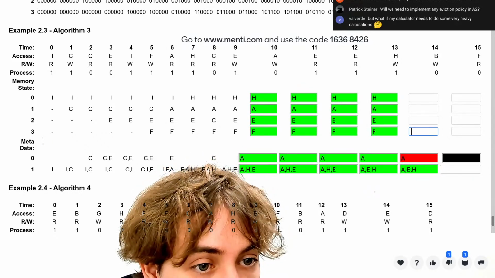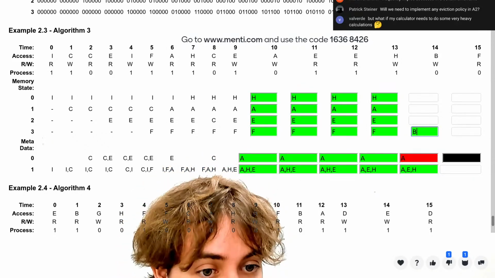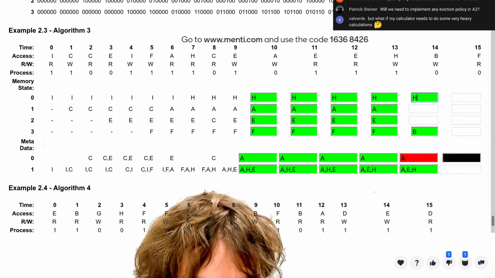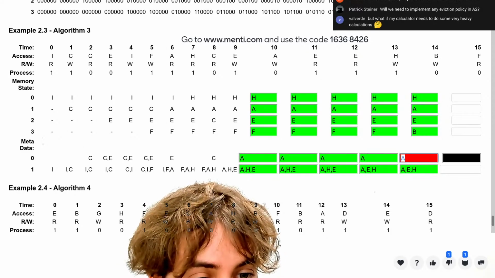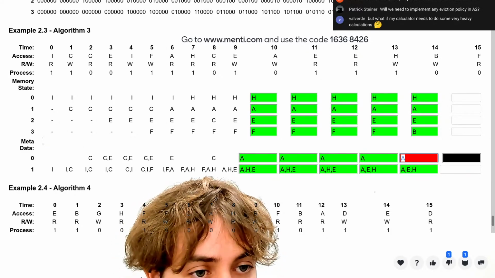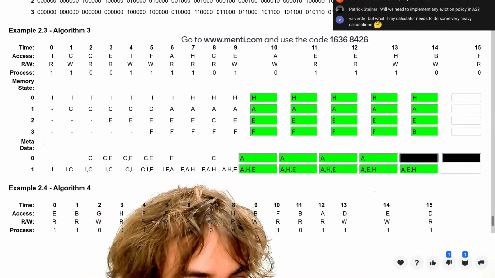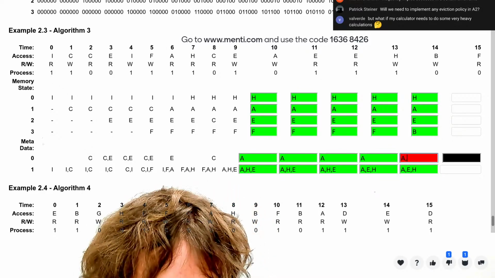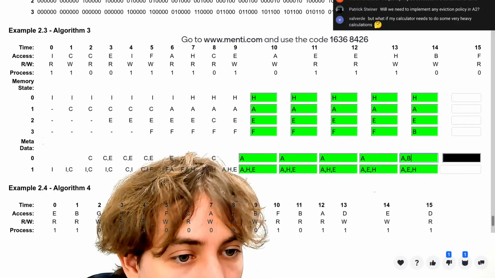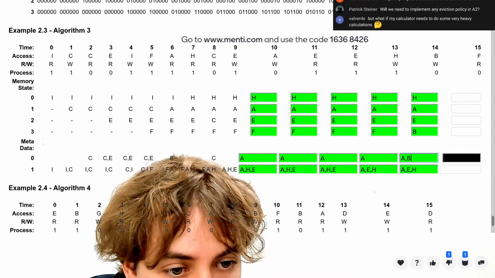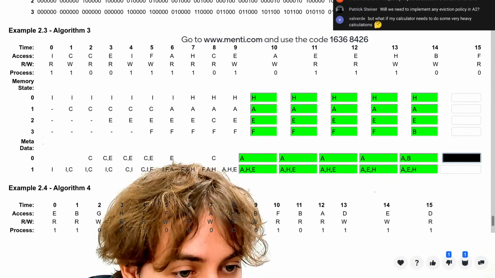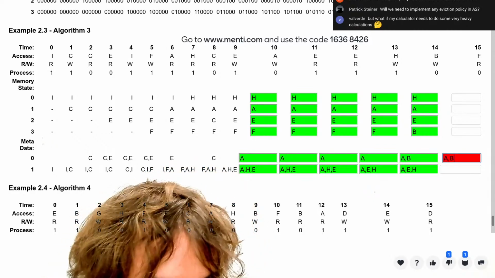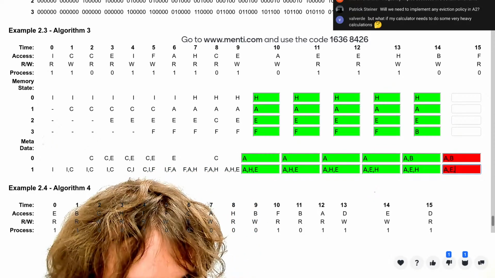F is not in the working set, so we replace F. And that means that H, A, and E can stay there. But of course, this is now not correct because B is added, so it would be A, B. And then we access page F. Now we have the problem that I wanted to show you in the previous step already, but we only run into this problem here.